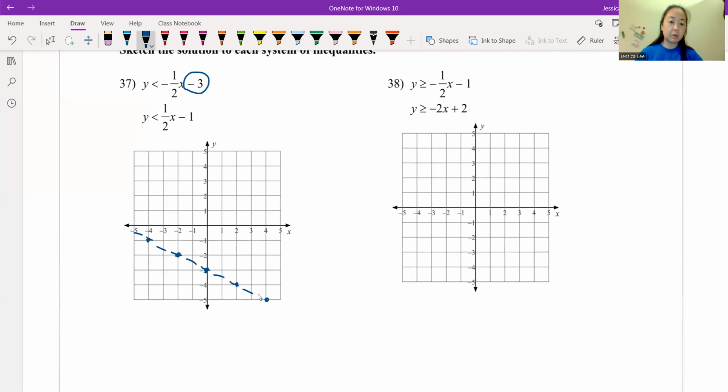It's not good. Okay, and then the only other thing we need to do is figure out which way to shade, right? So we always pick a point. I like to choose an easy point like 0, 0, just because it's a lot fewer calculations.